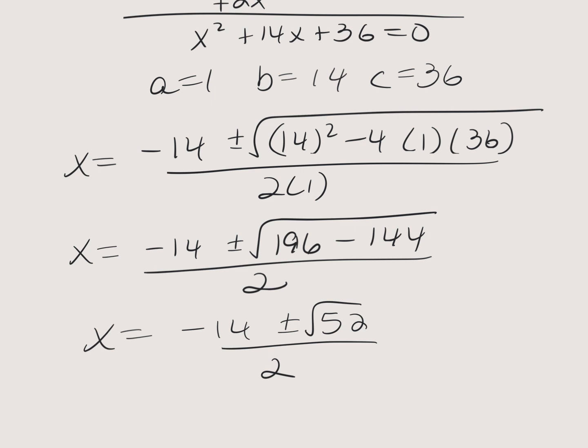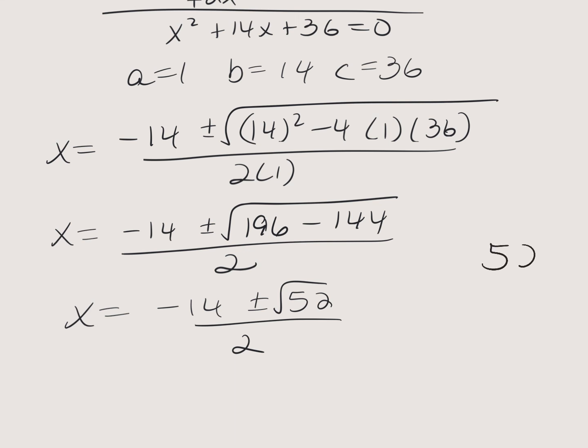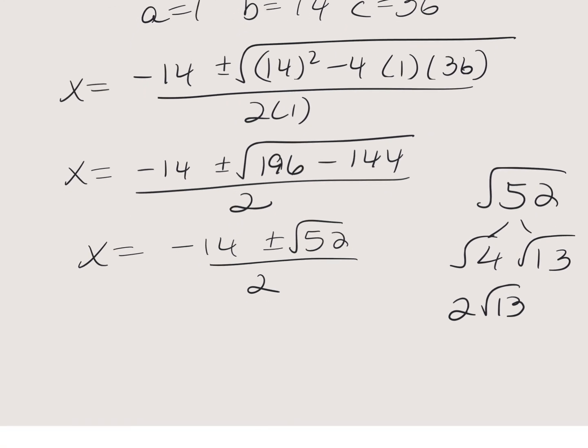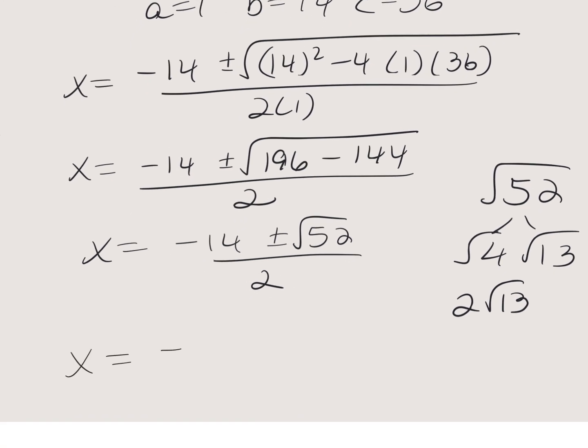And now, do not simplify the 14 and the 2 yet. We got to break down the 52 first. So the square root of 52, I can factor this into 4 times 13. And then 4 is a perfect square, so 2 square root 13. So now I have negative 14 plus or minus 2 square root 13 over 2.